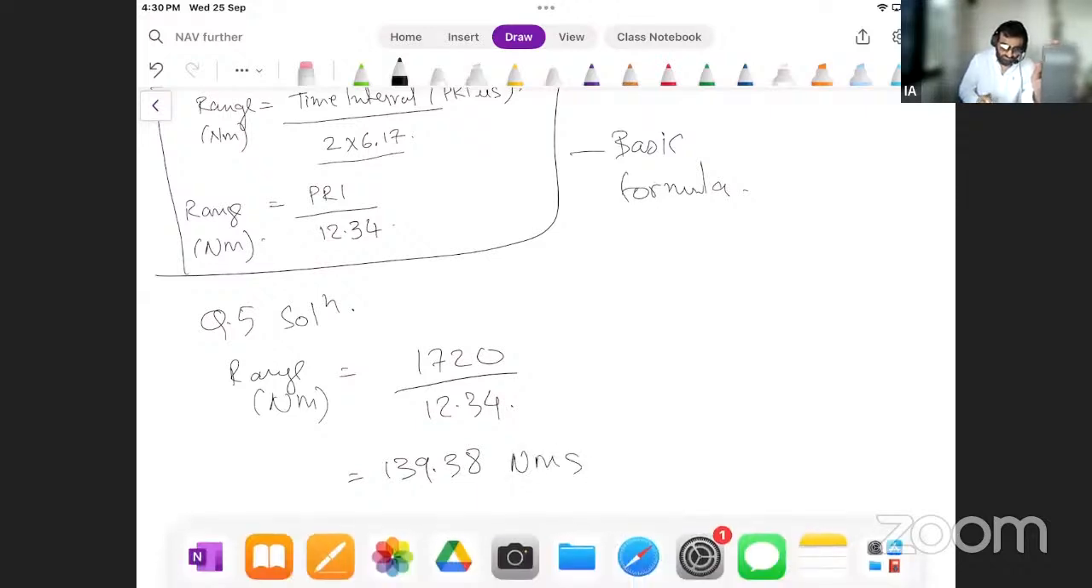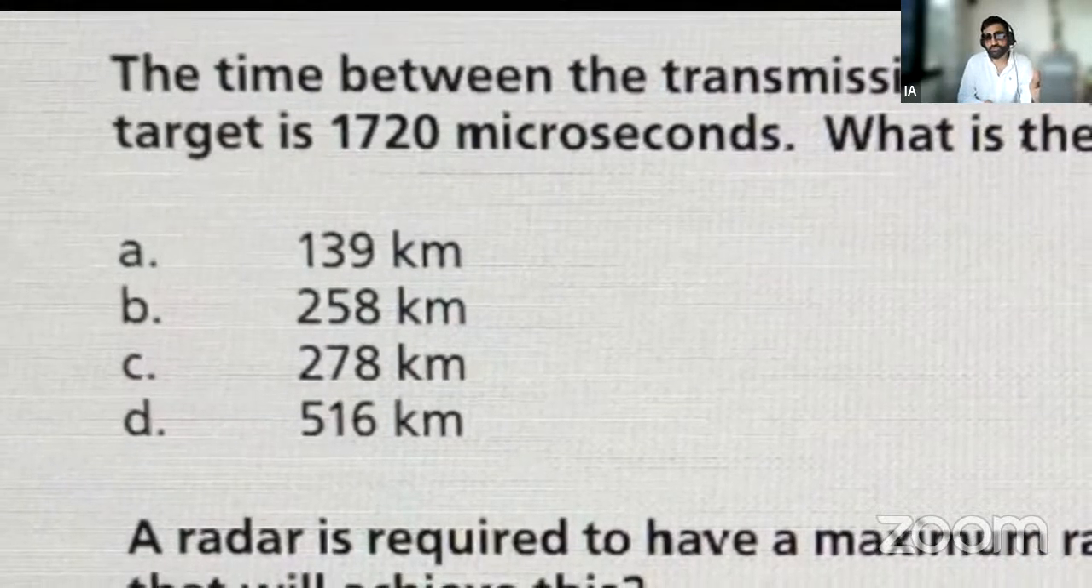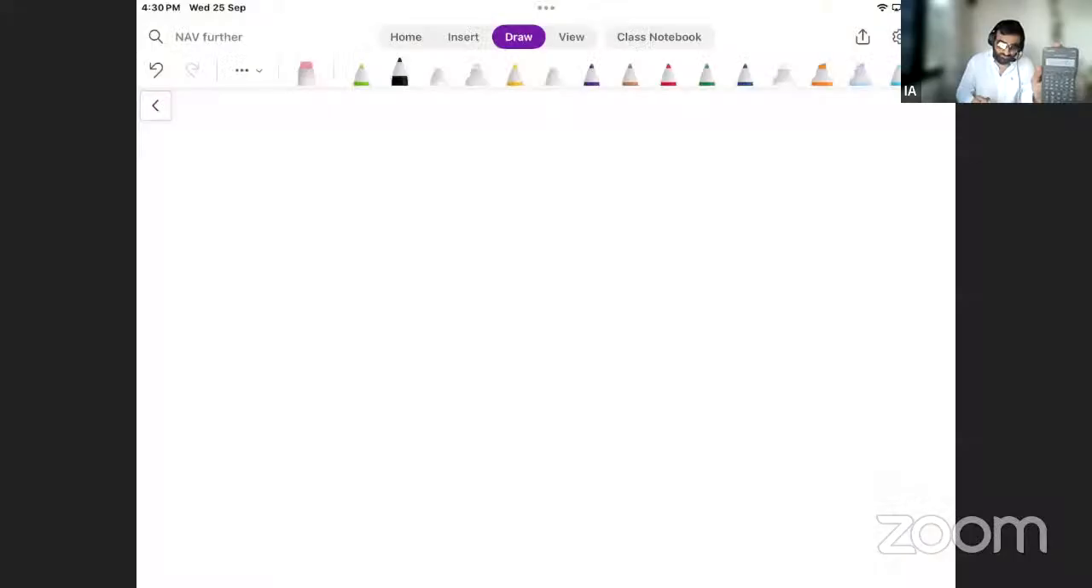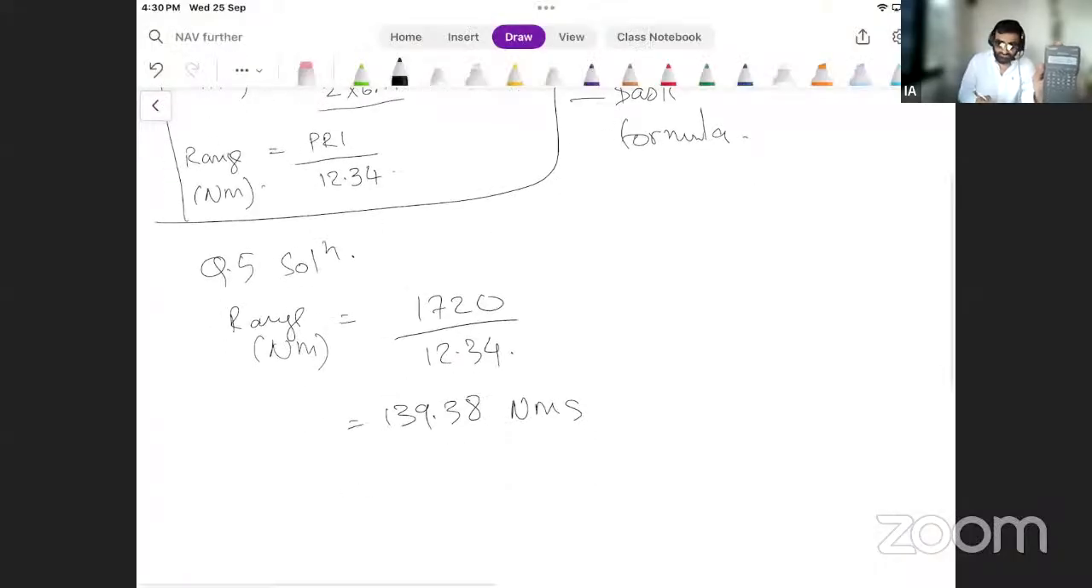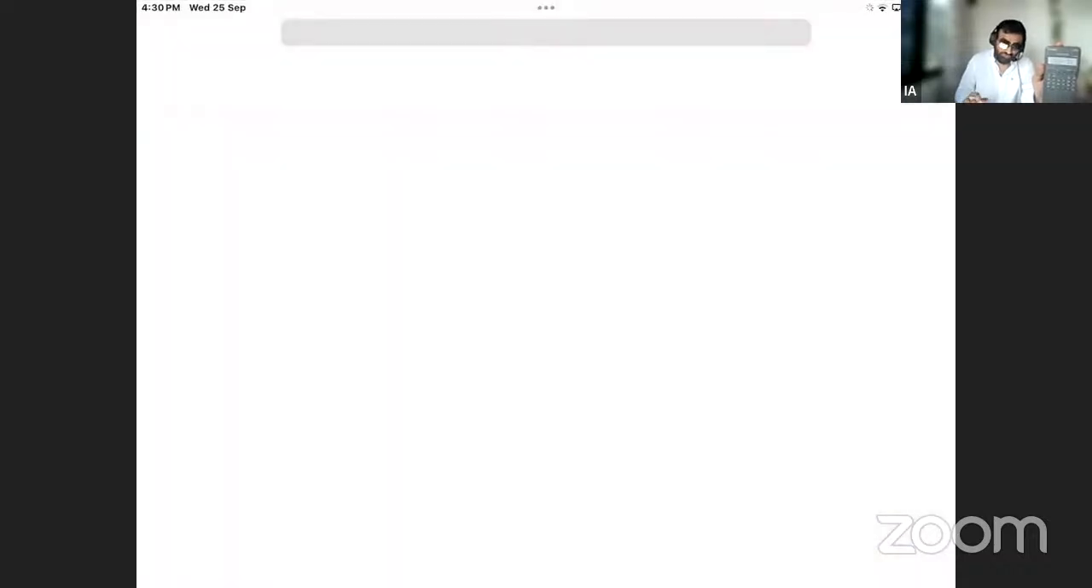If I carefully look at question number 5 options, the options are in kilometers. So I have to convert my answer from nautical miles into kilometers. For that, I can easily use my calculator, and I'll just show you how you're going to do your conversion.